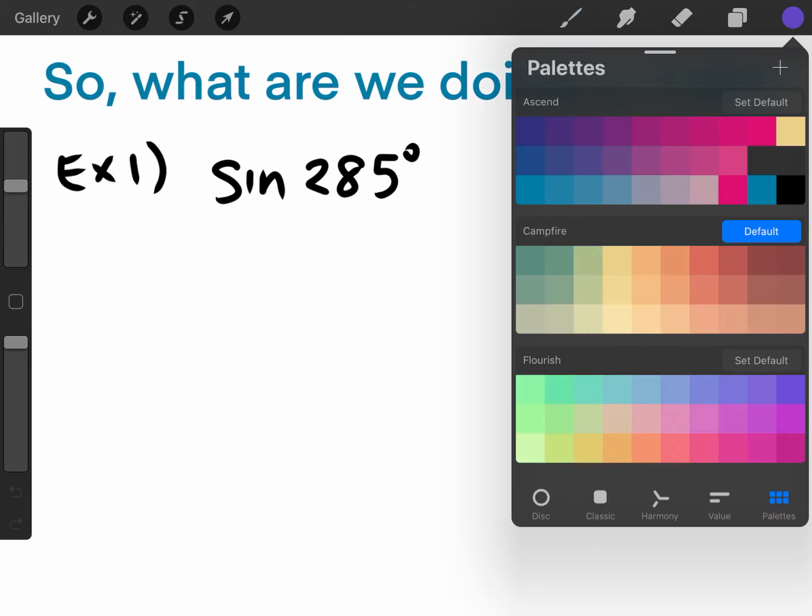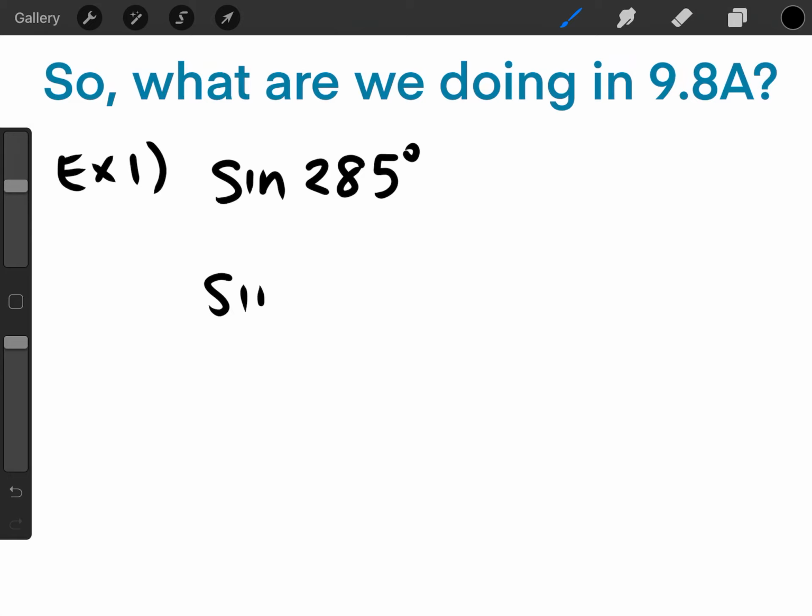Okay, so now here comes the key understanding of what we're doing in 9.8a. I was struggling at first to teach this lesson, and I finally came up with something after looking at all of my worksheet problems and all the questions in the textbook.